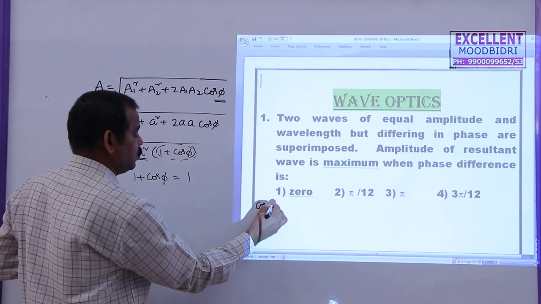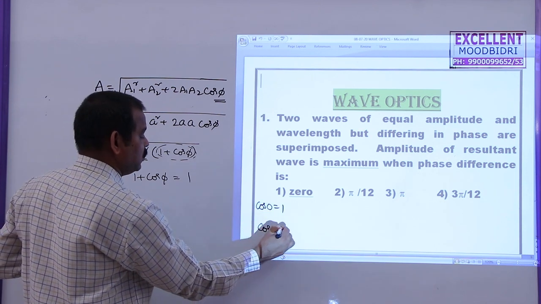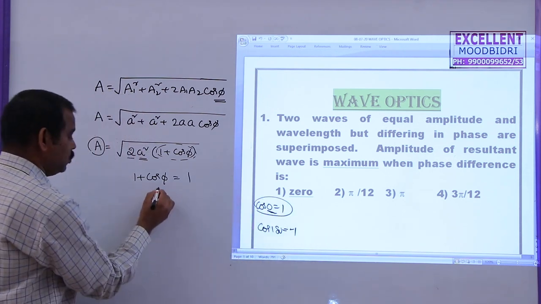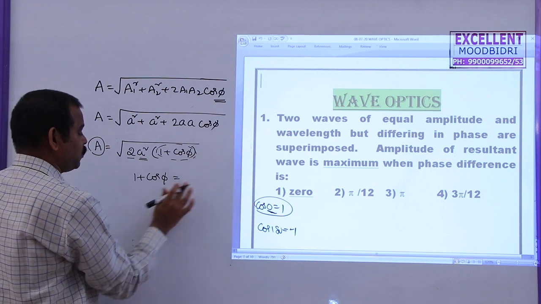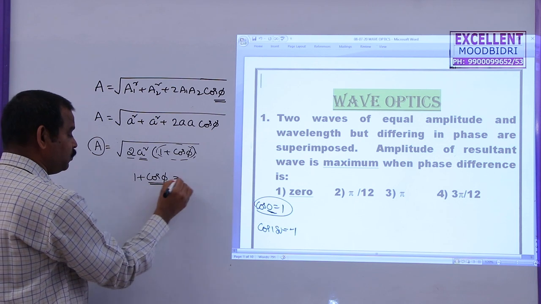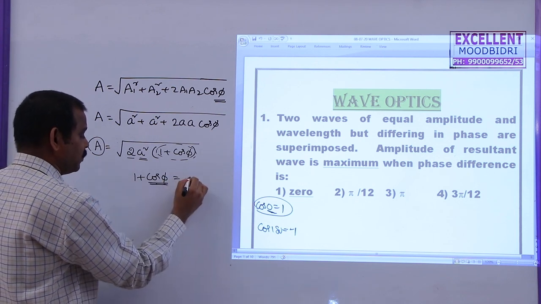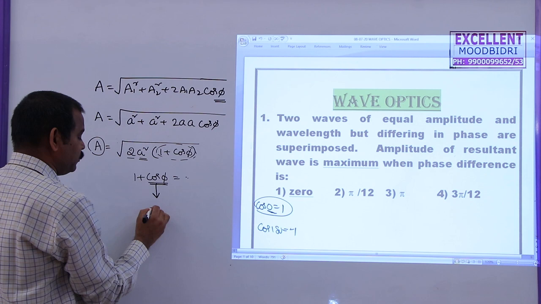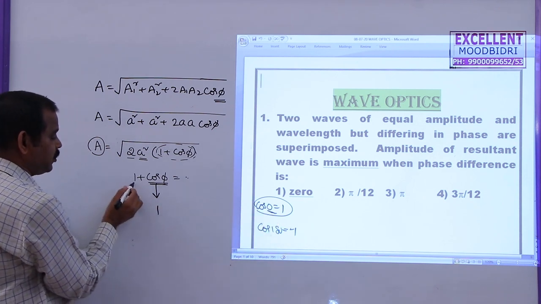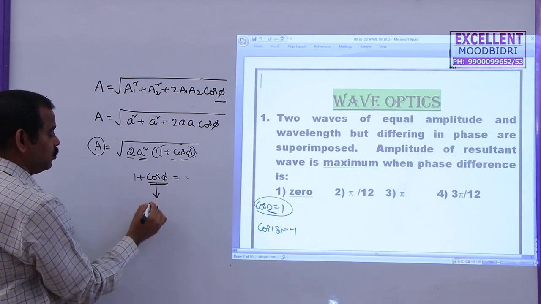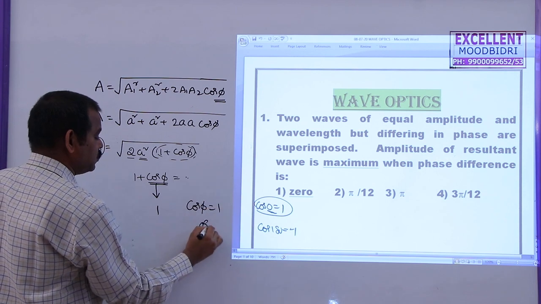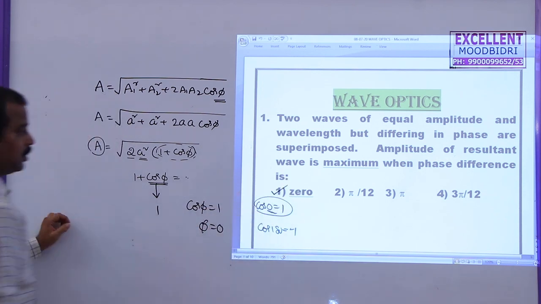We know that cos 0 is equal to 1, cos 180 is minus 1. So the maximum value of cos is when theta is 0. So here this value 1 plus cos phi should be maximum. For this to be maximum, either it should become 1 or minus 1. But minus is not required here, because if you write minus 1, the net amplitude will become 0. So cos phi is 1, so phi should be 0, so option 1 is correct.